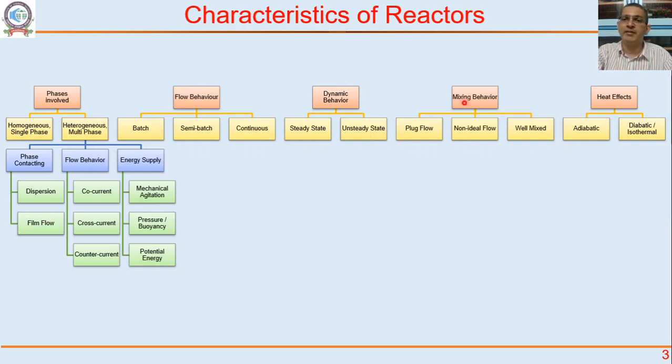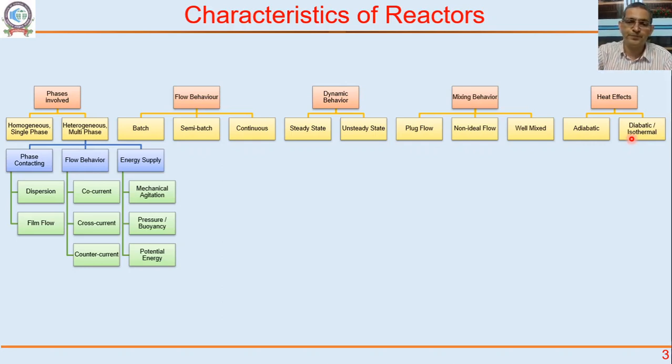You could have classified these reactors in terms of mixing behavior. Plug flow reactor, non-ideal flow, you might have heard, or well mixed reactor, right? Or you could have classified them based on heat effects, whether the reactor is operated as adiabatic, means no heat is exchanged with the surroundings, no heat is removed or no heat is added, or it could be diabatic where heat transfer is allowed. And one extreme example of diabatic is when the reactor is operated under isothermal conditions.